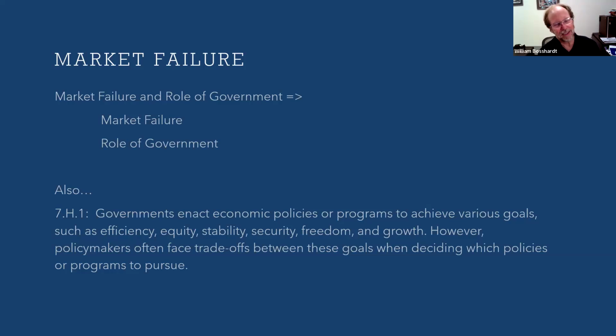And then also, this is one of my favorite ones, since I put it in here. Governments enact economic policies or programs to achieve various goals such as efficiency, equity, stability, security, freedom, and growth. However, policymakers must face trade-offs between these goals when deciding which policies or programs to pursue. And so old timers will recognize this from a very old lesson, and the lesson I put in the high school book as well.